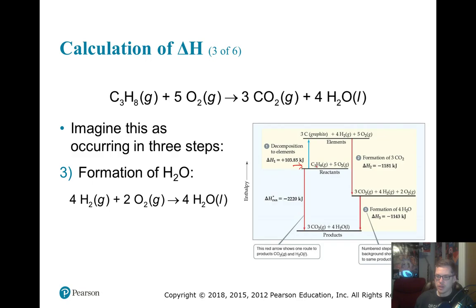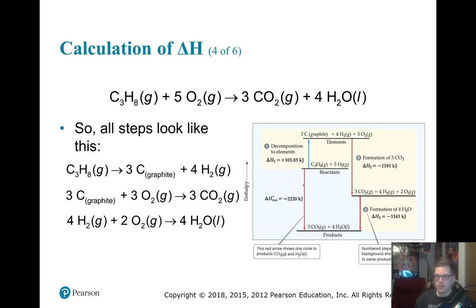Now notice that to break up C3H8, it was an endothermic reaction. It took 103.85 kilojoules to make this occur. Now it's an exothermic reaction forming the CO2, okay, and then it's an exothermic reaction again forming our H2O. Okay, and notice that we've got this full cycle here, and if we take each of these three and add them up, 103 minus 1181 minus 1143, we'd have the total delta H of reaction that we'd find if we used bomb calorimetry or something like that.